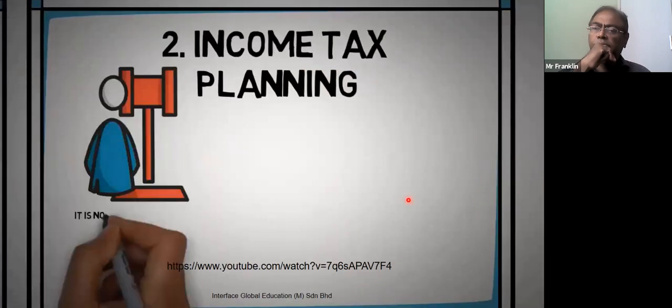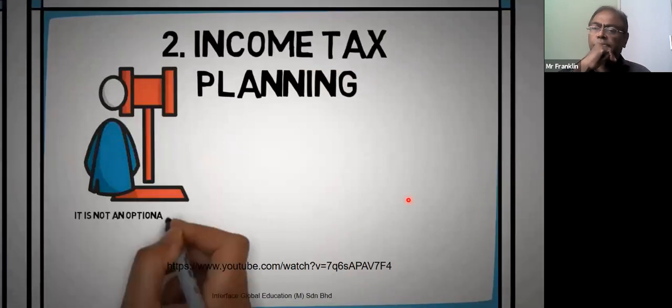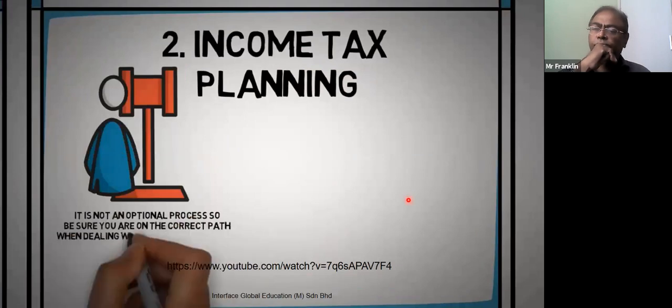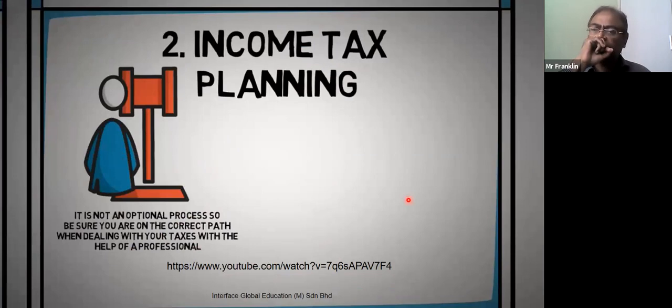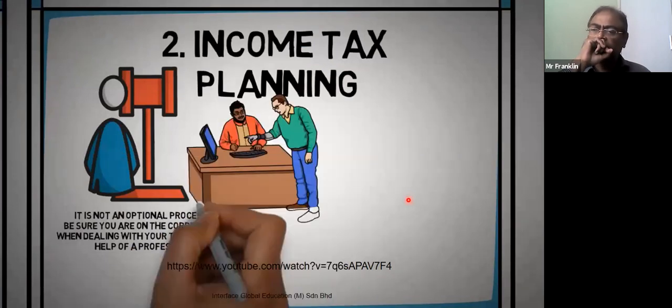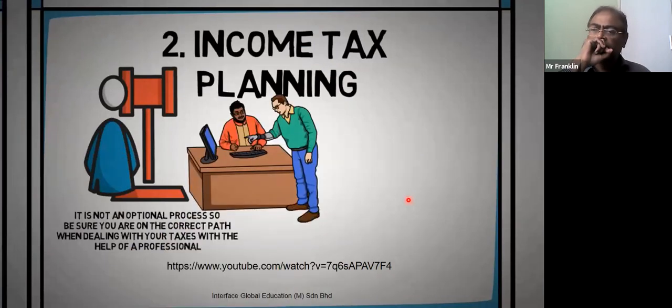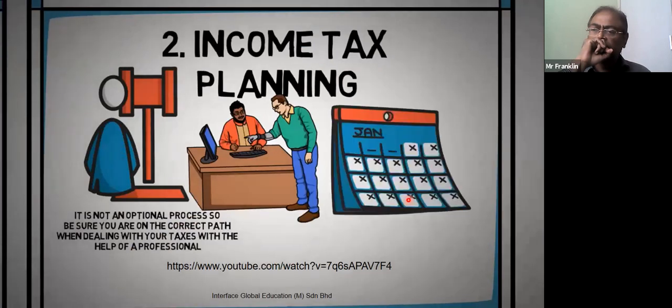It is not an optional process, so be sure you are on the correct path when dealing with your taxes with the help of a professional, who will help you through the ongoing process that helps small business review their total income and manage the expenses every month.